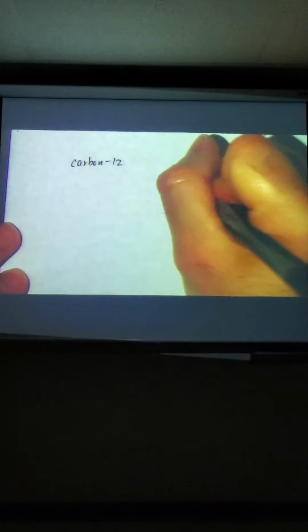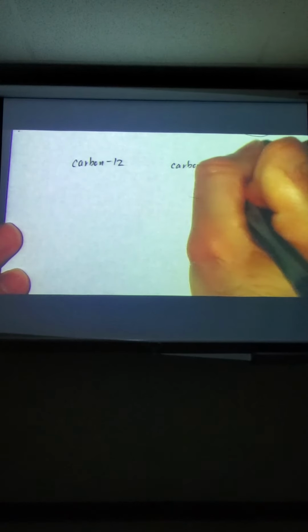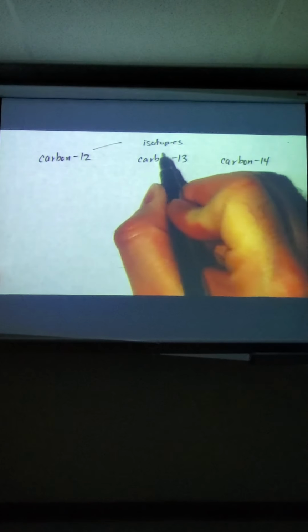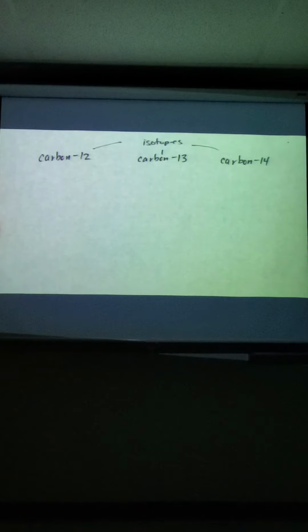So carbon has a carbon 12, has a carbon 13, and then there's a carbon 14. So 3 isotopes of carbon. There's many more isotopes. These are just the ones that are most common. And again, carbon 14 radioactive, not very common at all, but it's a good example.